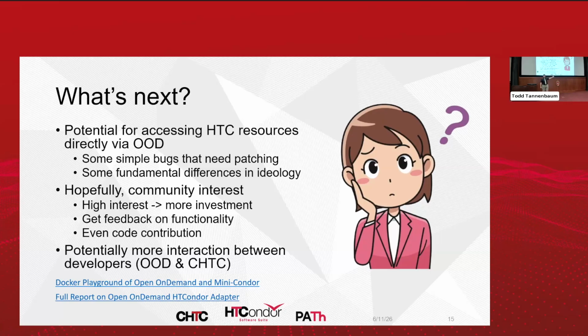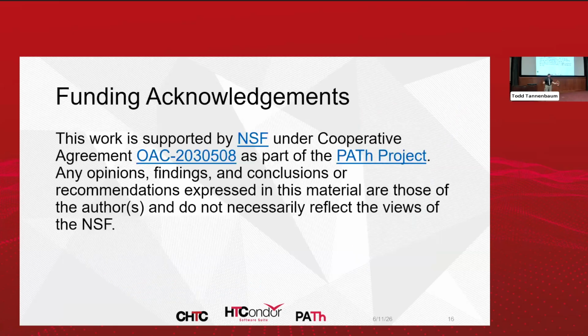I do have a couple links at the bottom here. One of them is to a GitHub repo, which is a fully Dockerized OnDemand with a mini Condor instance that you can run. In this case, it's a mini Condor, so there is a shared file system because all of the daemons are running on one host. And I also linked this full 8-page write-up. You don't have to read it, but if you're interested, you could. It goes more into depth on everything I talked about. But anyways, that is the end of my talk.